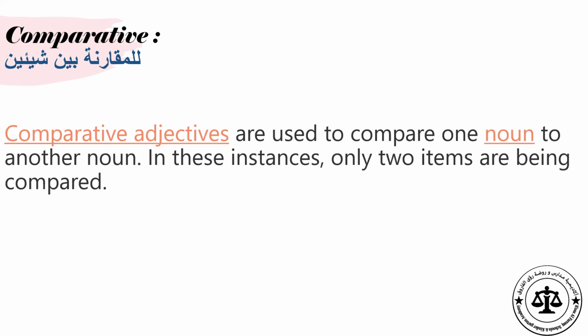Now, what do we mean by comparative? Comparative adjectives are used to compare one noun to another noun. So, when we talk about two things, we can compare them. We can see if they are the same or different. Perhaps they are the same in some ways and different in other ways. We can use comparative adjectives to describe the differences. So, we have two ways to form a comparative adjective. Let's know these two ways.